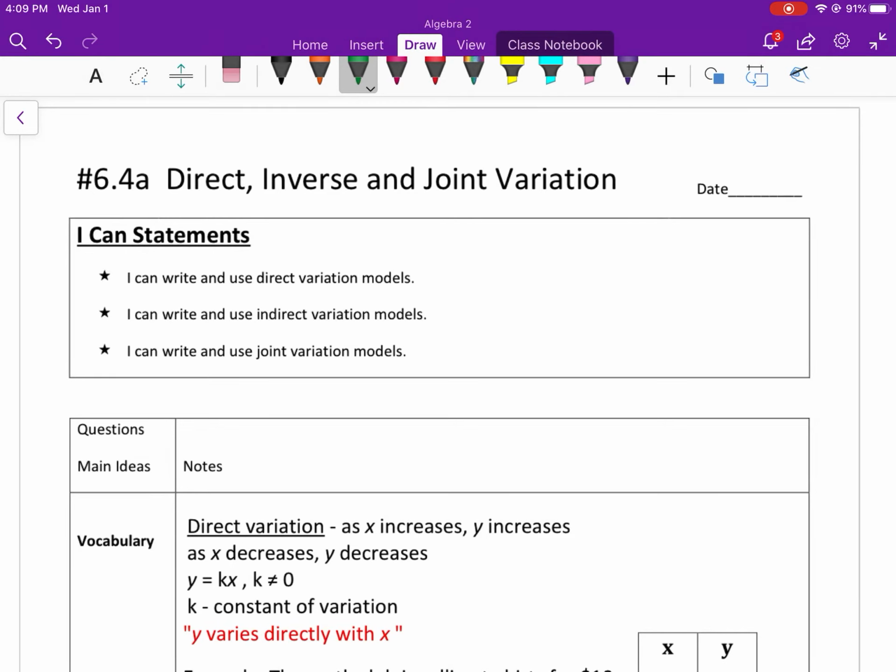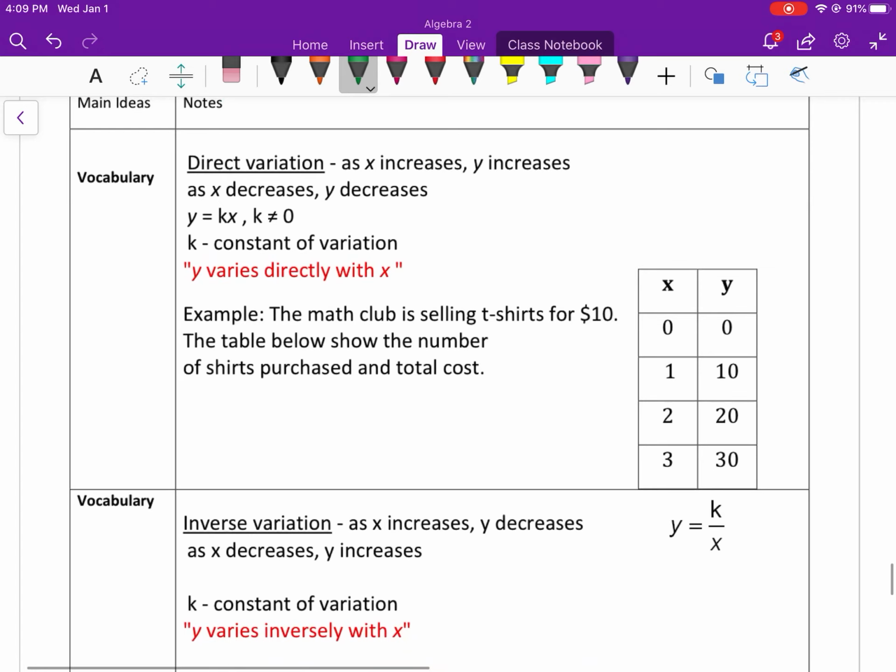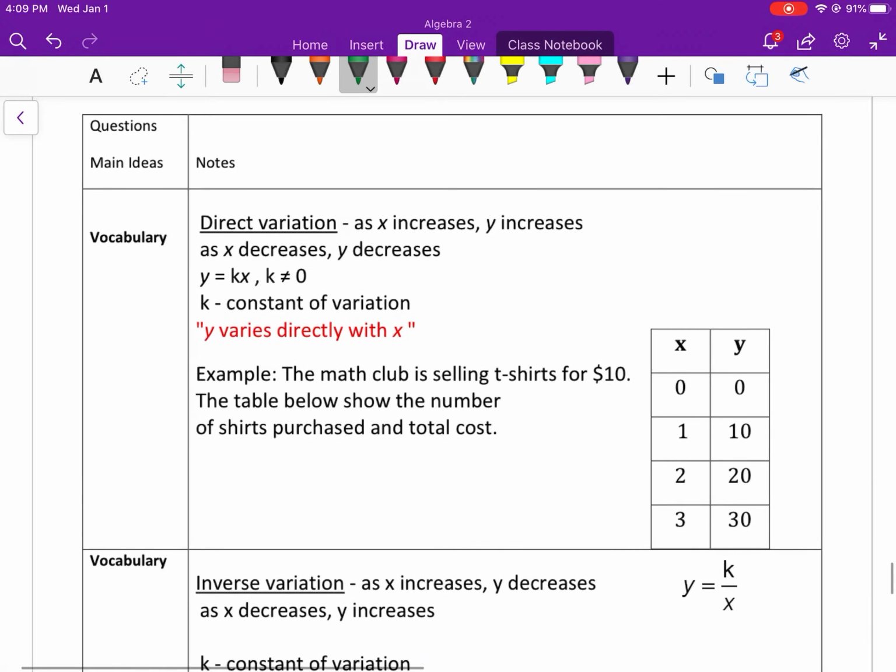The last section for Unit 6, which we talk about direct, inverse, and joint variation. So direct, inverse, and joint are different variation models. A direct variation is a direct relationship when the variables are both increasing. So as x increases, y increases, or they're both decreasing. As x decreases, y also decreases.